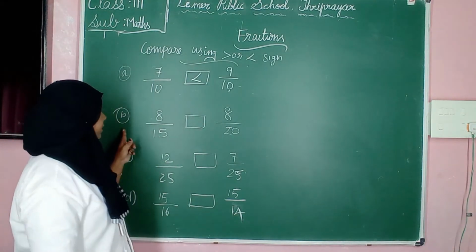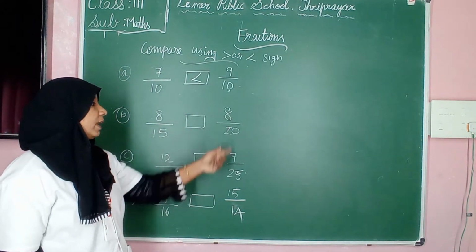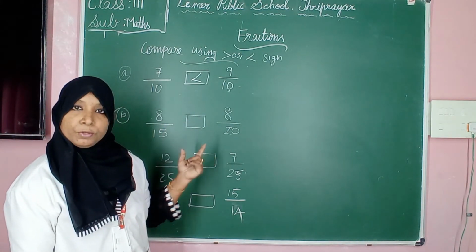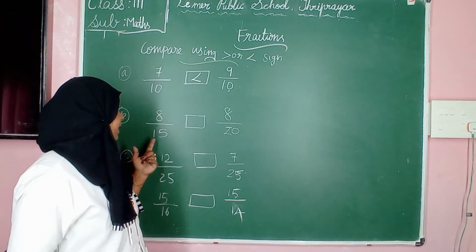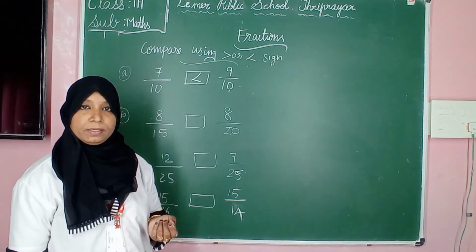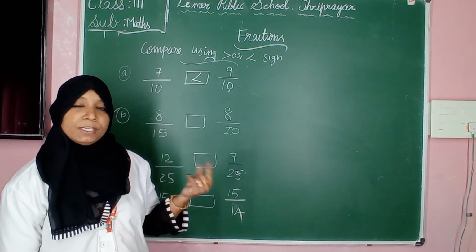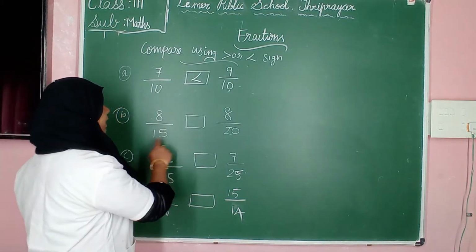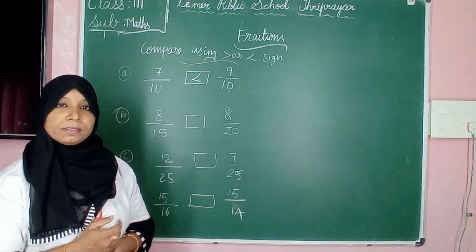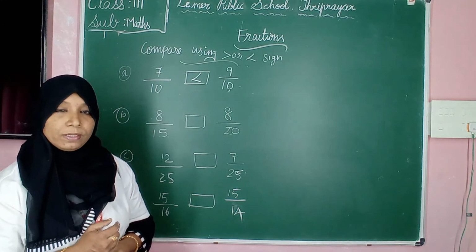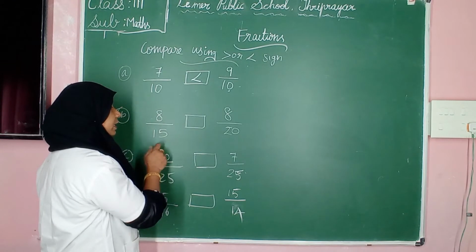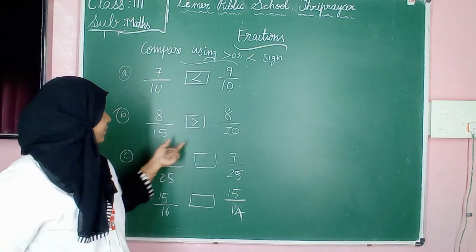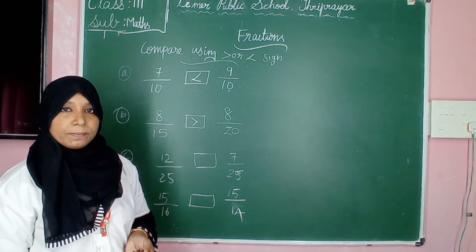Then second question, 8 by 15 and 8 by 20. Here numerators are the same. In this case, we have to compare the denominators. In denominators, whichever denominator is smaller, that fraction is greater. Here 15 and 20 are the denominators. 15 is less than 20. So 8 by 15 is the greater fraction. The sign opens to 8 by 15, so 8 by 15 is greater than 8 by 20.